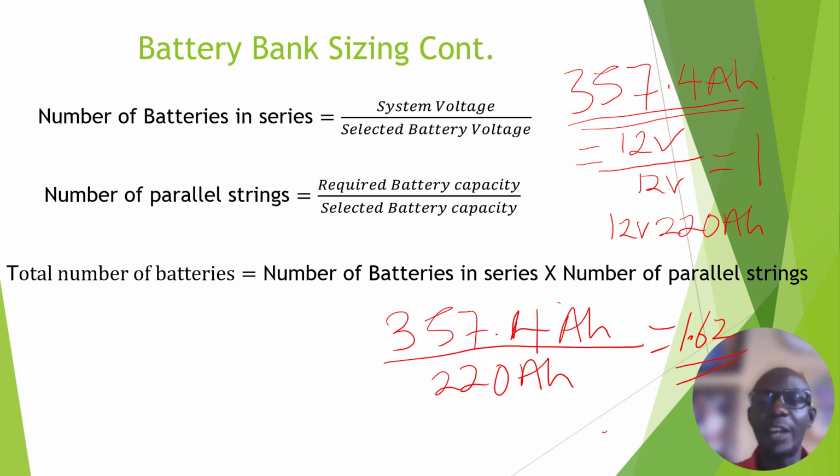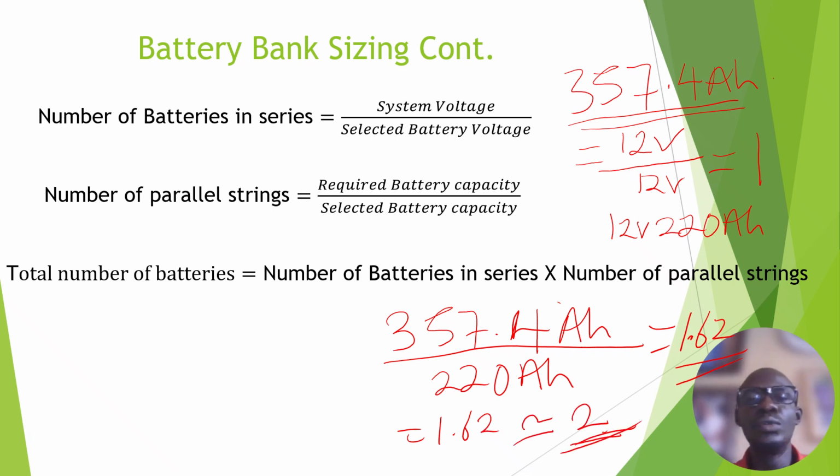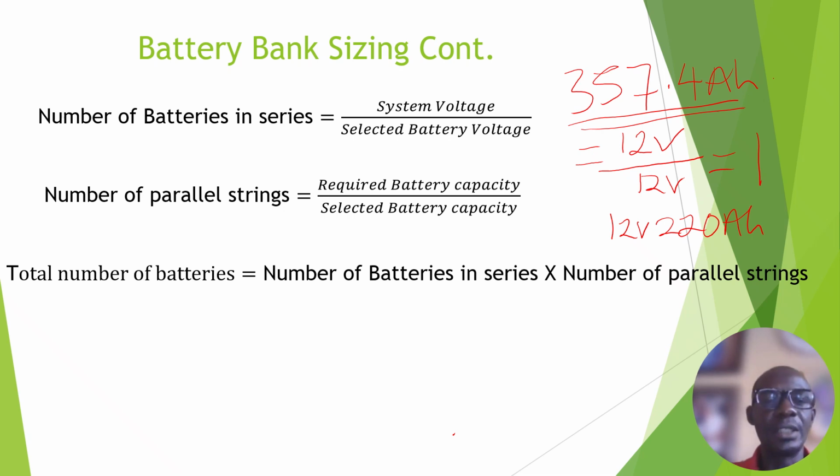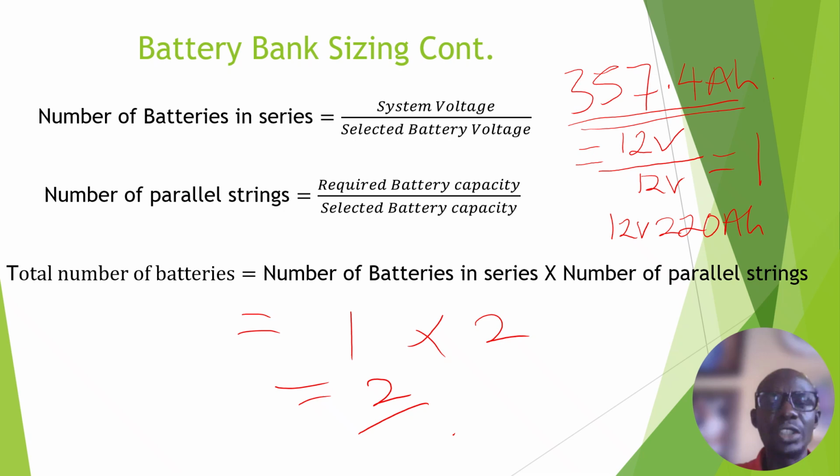1.62. We can't find 0.62 battery in the market. Do you understand? So this one is giving 1.62, which means I will need two, if you approximate it. I will need two batteries to be connected in parallel. Are you getting it? We need two batteries connected in parallel for my system. So to get the total number of batteries, the number of batteries in series is 1 times the number of parallel strings is 2. So I will need two batteries in total for my design.